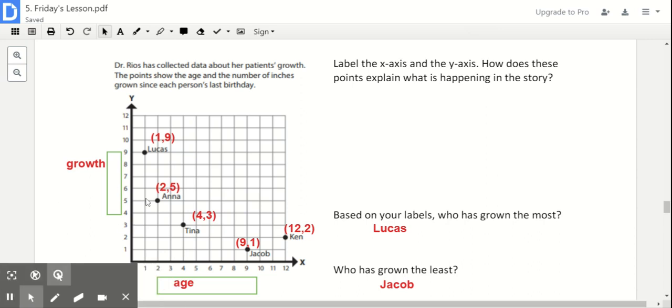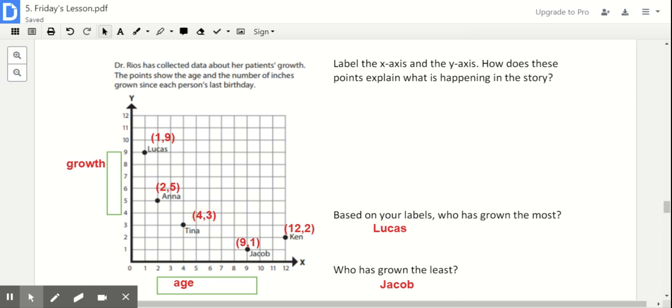So if I were to go through and just look at a few of them, I would know that Ken is age 12 and only grew 2 inches from his last birthday. If I look at Tina, Tina is 4 years old and grew 3 inches from her last birthday. Now, let's get into the questions that want us to analyze this data.